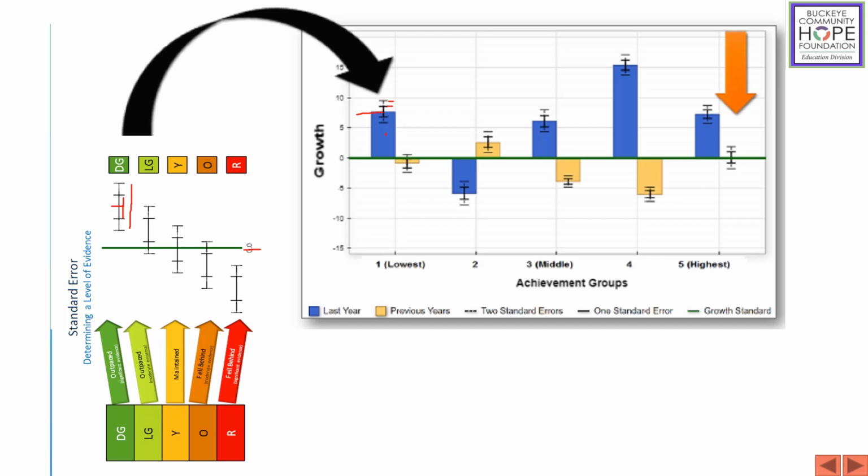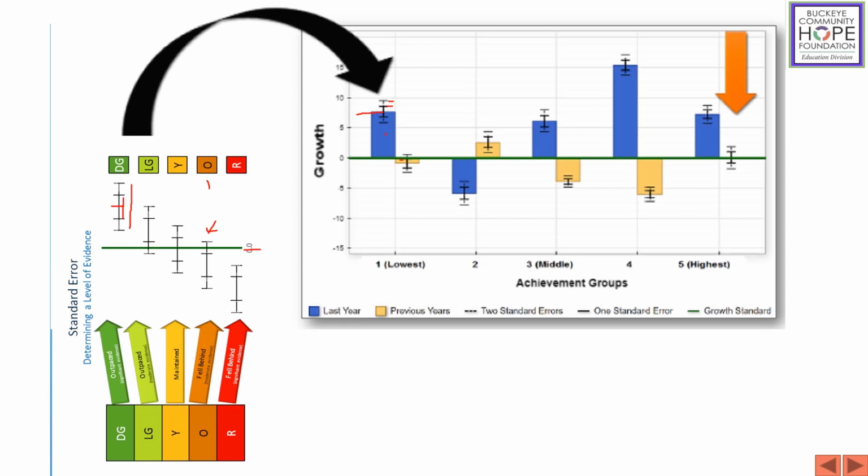The cohort of multi-year is a really tough one to tell because you have to really zoom in on this, but we can see that if we get close enough that the one standard error line is below the growth, and that puts it into the orange category for this one. It would be similar to this layout right here.